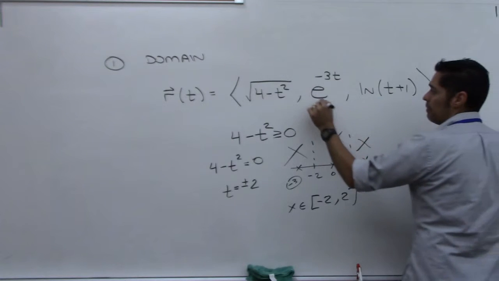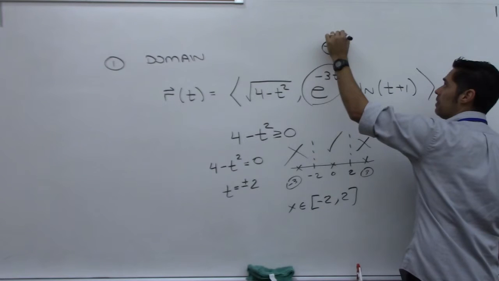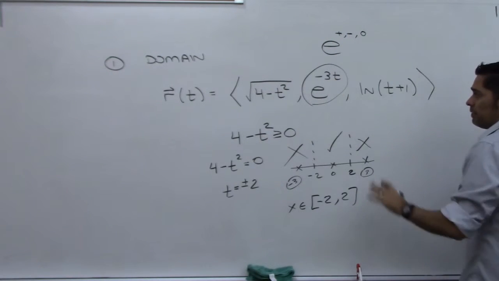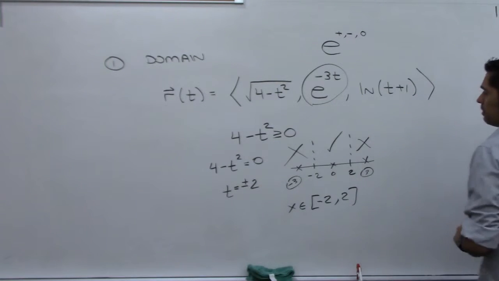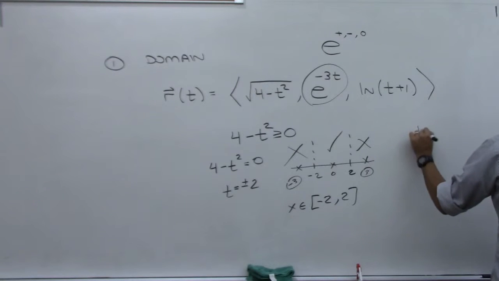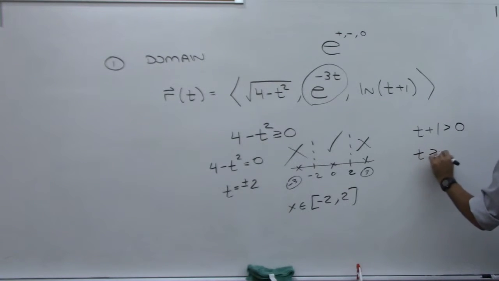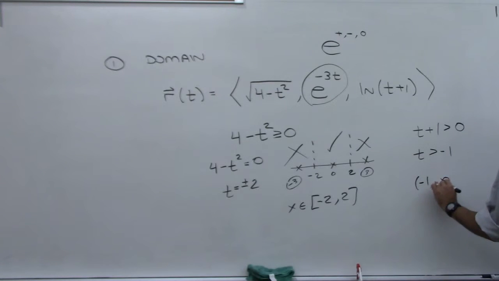Also keep in mind that I'm not looking at this one because e can be raised to anything. It doesn't matter if it's a positive number, a negative number, or 0. E is well defined, so no domain issues with the second component function. On this one, I need t plus 1 to be strictly greater than 0, right? It can't be equal to 0. So t must be greater than negative 1. That's just a linear inequality. So that means it's negative 1 to infinity.